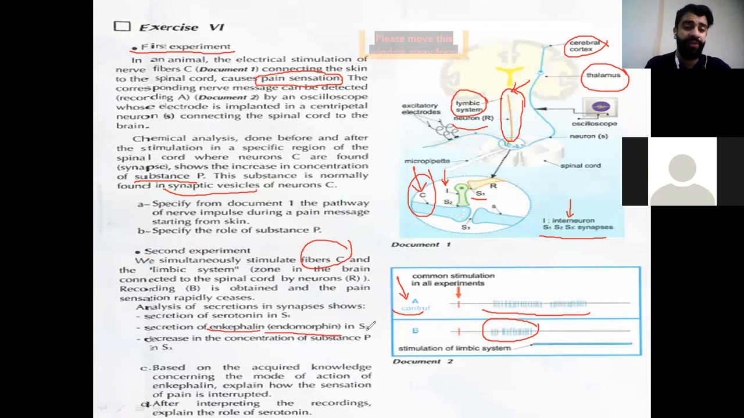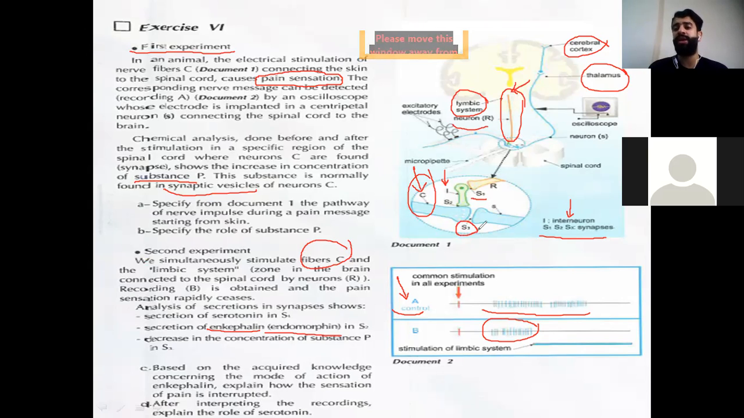If I don't know these, I won't be able to solve the question, because we already talked about this information, about enkephalin, and about morphine, and we talked about the pain message or the pain circuit. Part 3, we have a decrease at the level of S3. So we have a decrease in the concentration of the P substance.